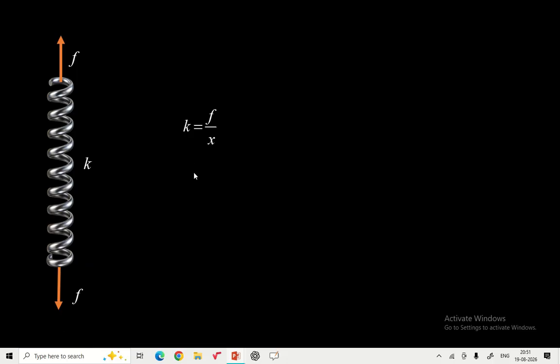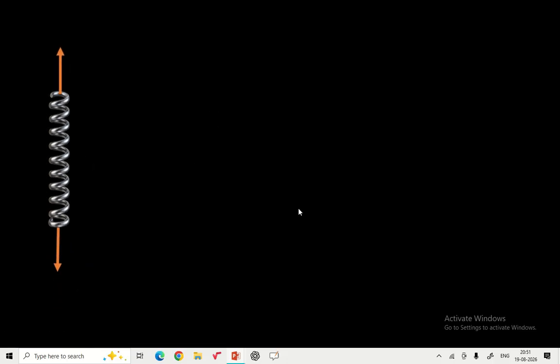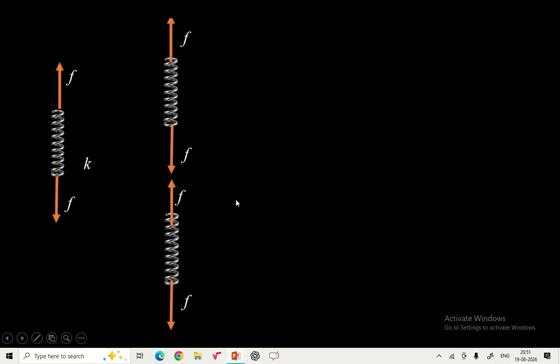Now let us take two identical springs, each having spring constant k, like this. Suppose the same force is applied to each spring. So a force F here and the same force F on the other identical spring. Both springs are ideal and have the same spring constant, so they will elongate by the same amount, and we call that x. Now comes the interesting part. Let us connect these two springs end to end. What happens now?